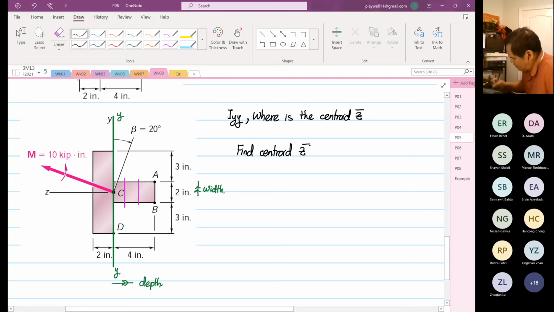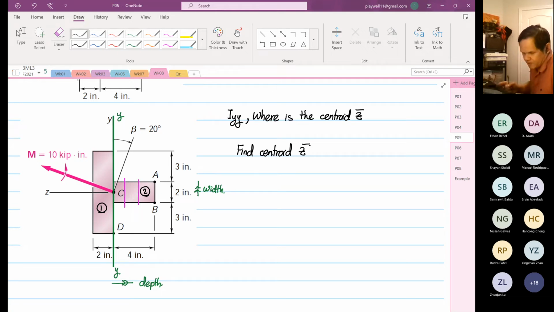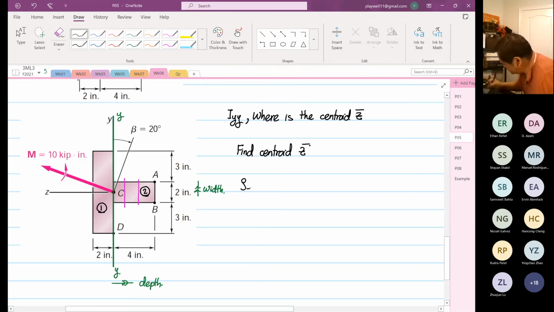Okay, so I'm going to call this 1, and I'm going to call this 2. We already know what our width is and what our depth is. So where about is our Z bar? I don't know. Okay, so we're going to have section 1 and section 2.